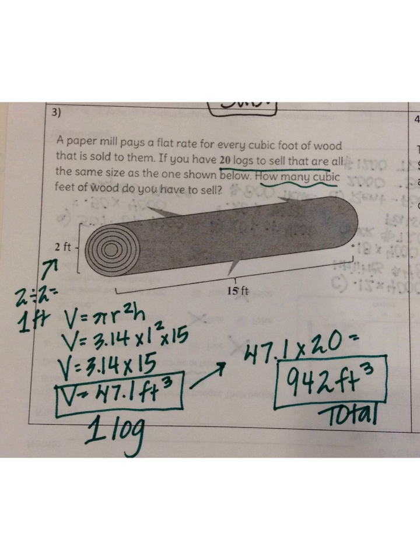So I used the formula pi times the radius squared times the height. I substituted my values, 3.14. I didn't put times 2 squared because the formula calls for a radius, so I have to divide the diameter by 2, and I got 1 squared. 1 times 1 is 1. So when I multiplied 3.14 times 1 times 15, I got 47.1 cubic feet. But that is not the answer to my problem, because I want to know how many for 20 logs, so I multiplied that by 20. Final answer, 942 cubic feet.